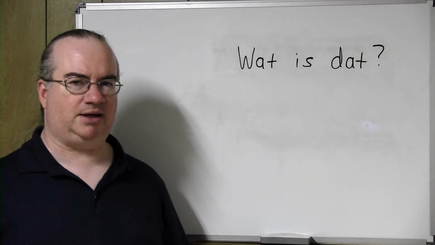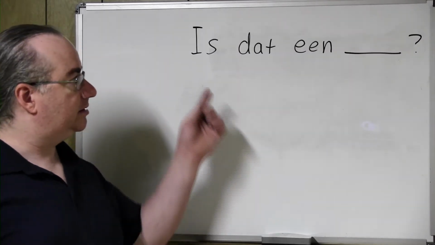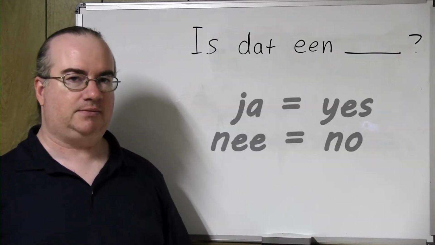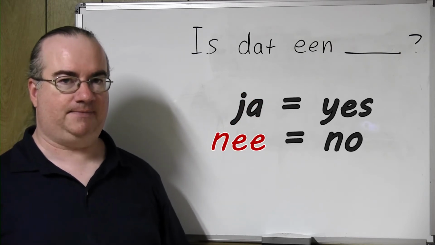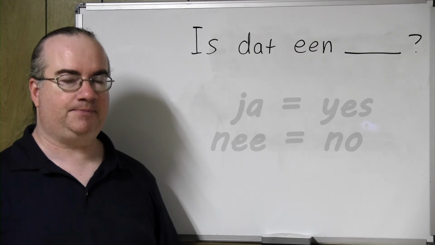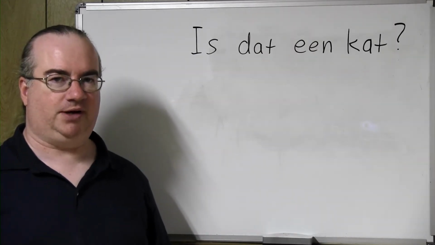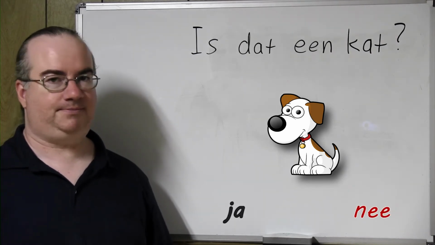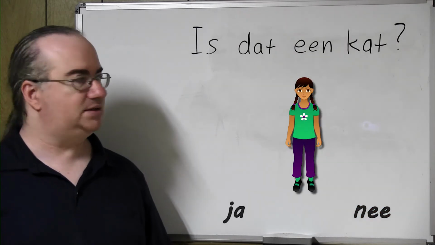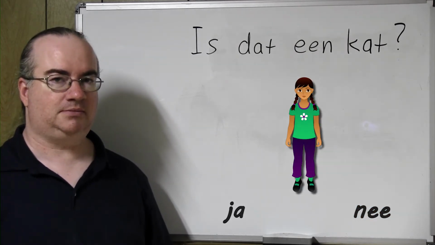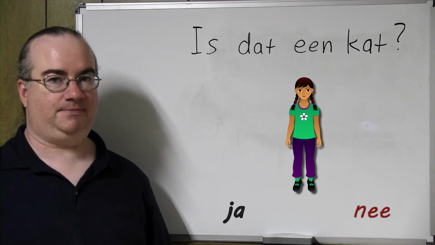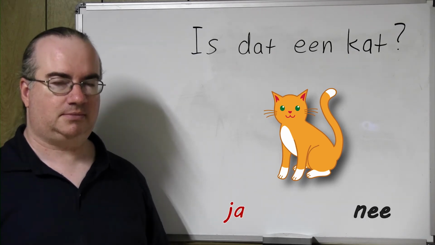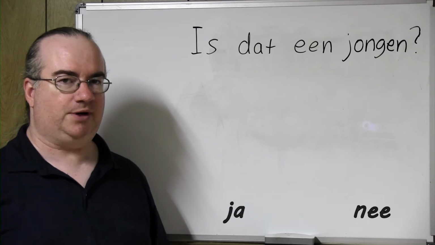Okay, now let's try it a little bit of a different way. I'm going to ask, is dat een, and then I'll have a word and an image on the board, and you say either ja or nee. It's going to be pretty easy. Okay, here we go. First one. Is dat een kat? Nee. Is dat een kat? Nee. Is dat een kat? Ja.